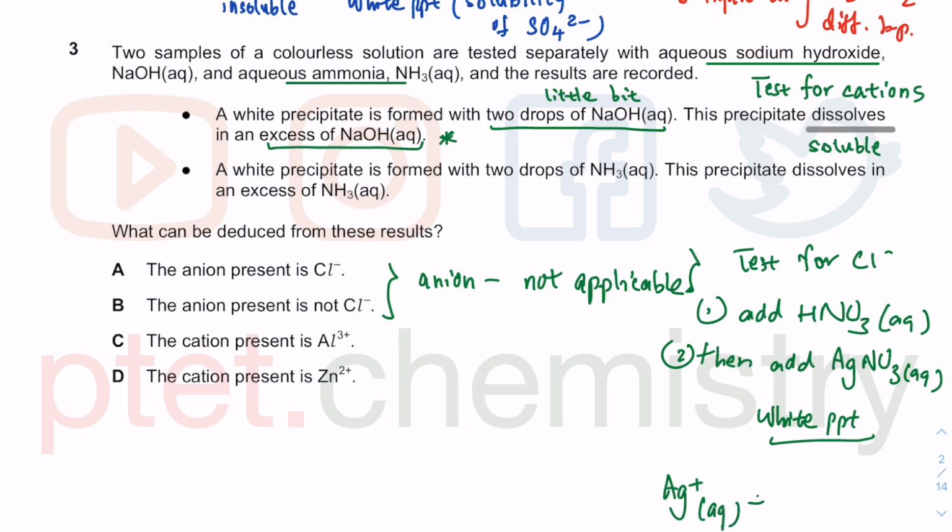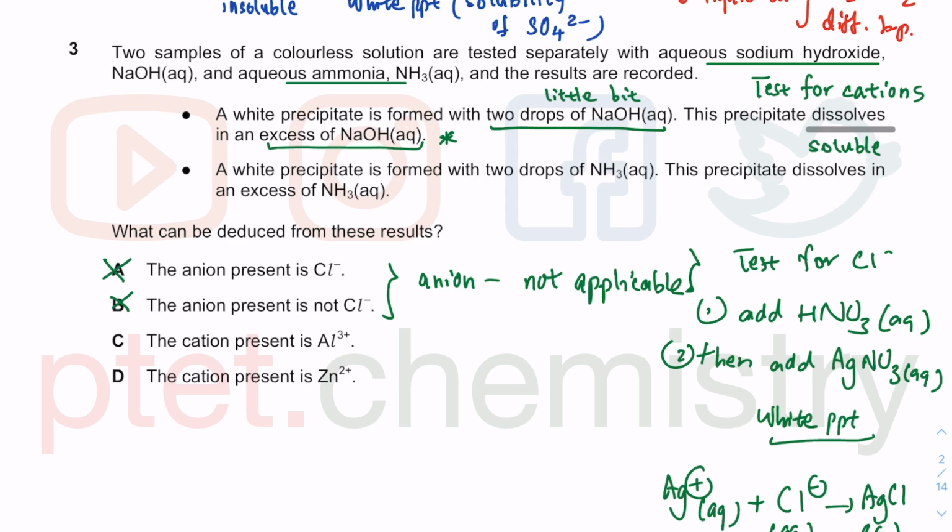Year 9 ionic equation, and also in solubility rules of chloride, and also in the test for chloride, paper 3 practical, as well as paper 4 alternative to practical, test for ions. So A and B are tests for anion, these are tests for cations.